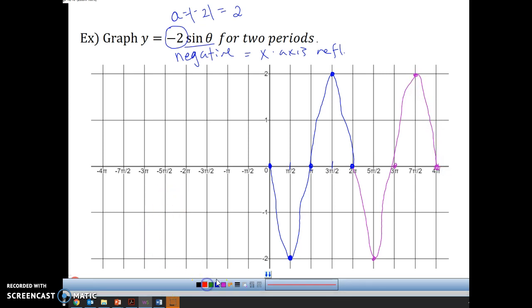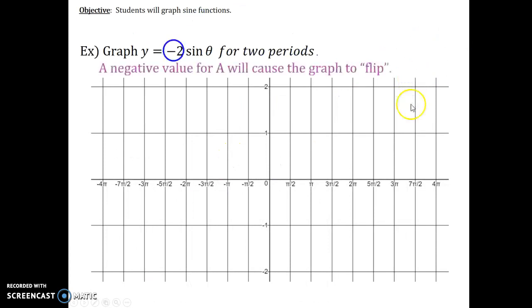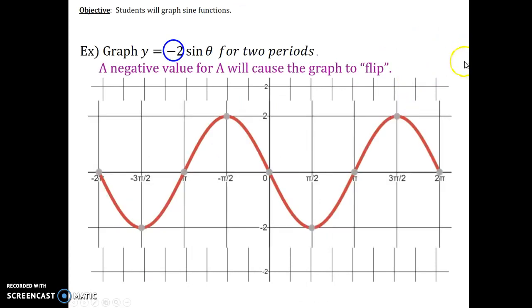Now I can also do this again. If you want to go the negative direction, it would just look like this. You'd have a maximum, an intercept, a minimum, and then an intercept. Let's see if I can do this one better than the last one. Okay. So there is y equals -2 sine theta, and this is actually 3 periods. You only need to graph 2 of these. Okay, and it would look something like this.